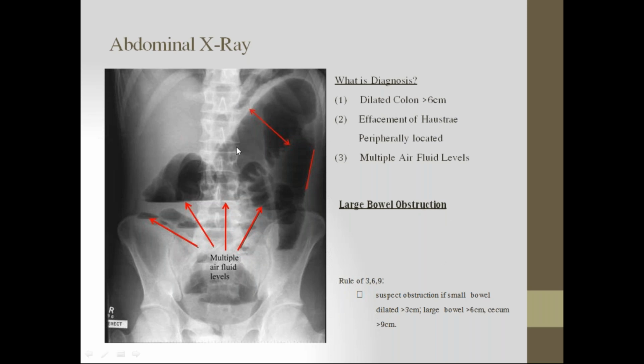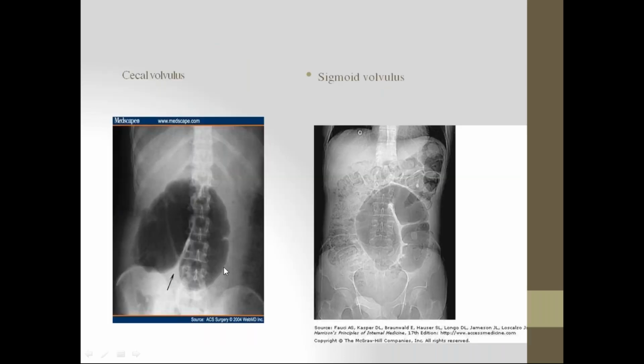In examining these X-rays, there is a rule of 369. So if small bowel is dilated more than 3 centimeters, large bowel dilation is greater than 6 centimeters, or cecum greater than 9 centimeters, you need to suspect intestinal obstruction. This is cecal volvulus or the cecal bascule. So here this volvulus is pointing towards the right iliac fossa.